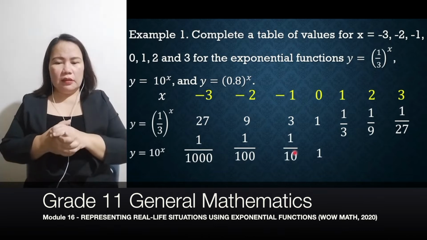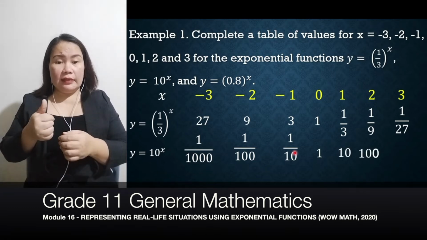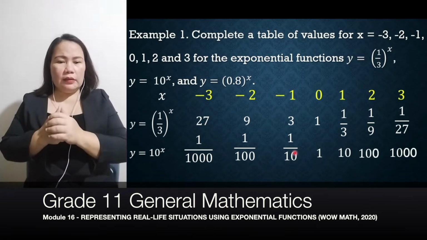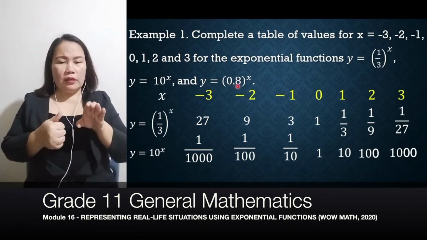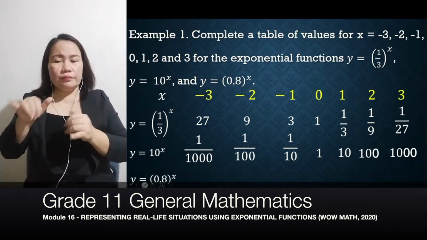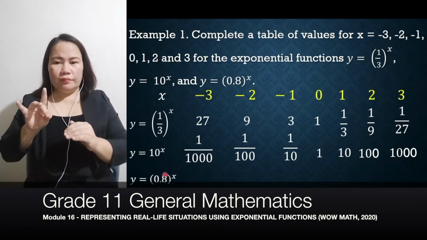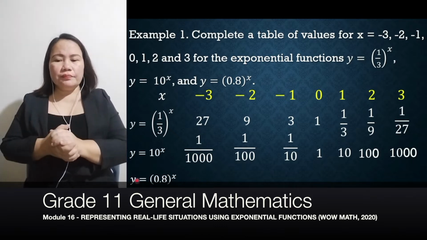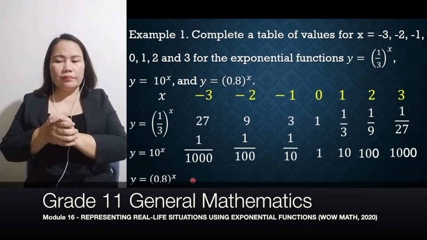So 10 raised to 0, that answer is 1. 10 raised to 1, 10. 10 raised to 2, or 10 squared is 100. 10 cubed is 1,000. And the last function that we have is y is equal to 0.8 raised to x. So 0.8 is greater than 0, and not equal to 1. So therefore, y is equal to 0.8 raised to x is an exponential function.